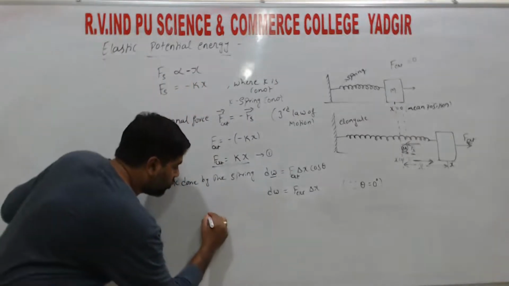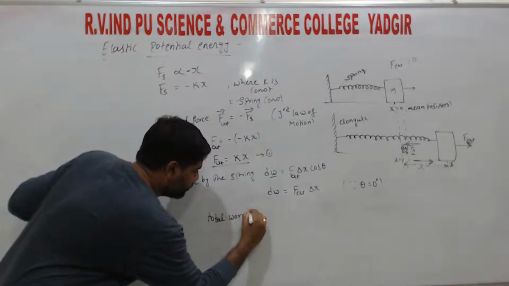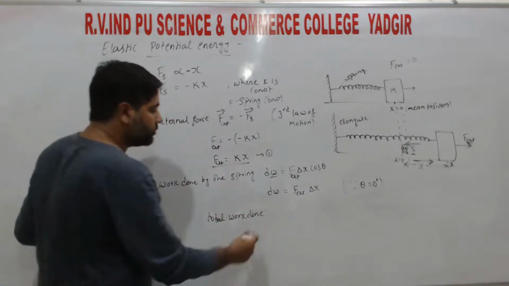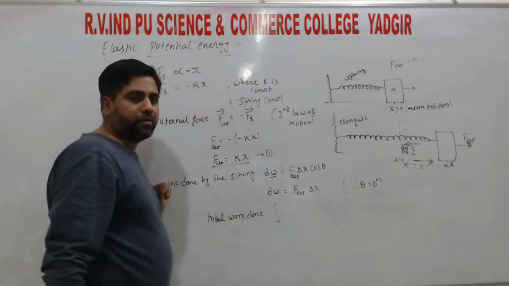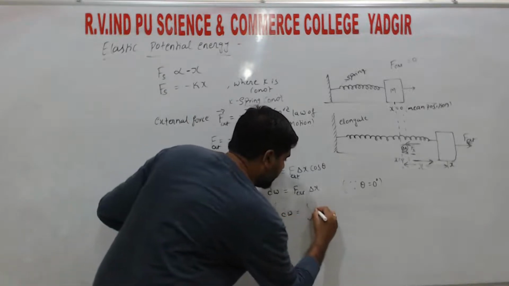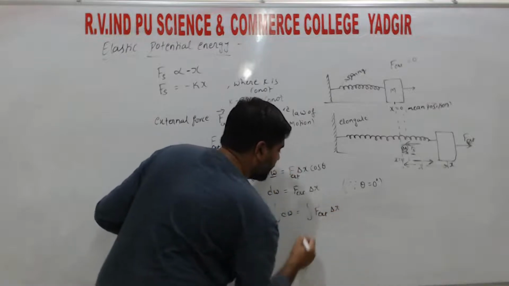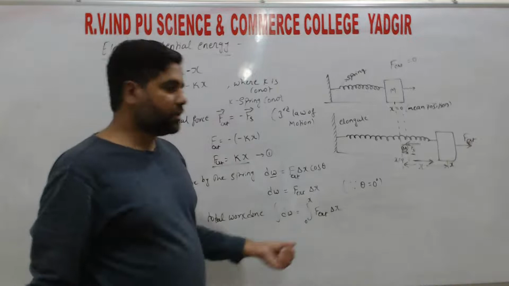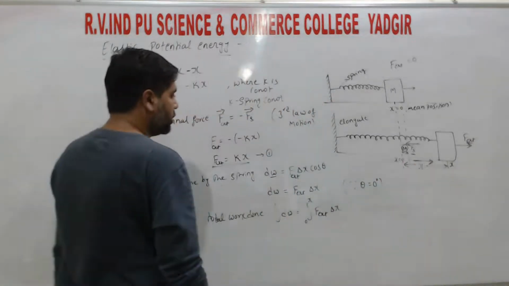So for the total work done, we need to integrate. So integrating dW is equal to the integration of F external delta x, from 0 to x. So where does the limit go from and to? The limit goes from 0 to x, right?